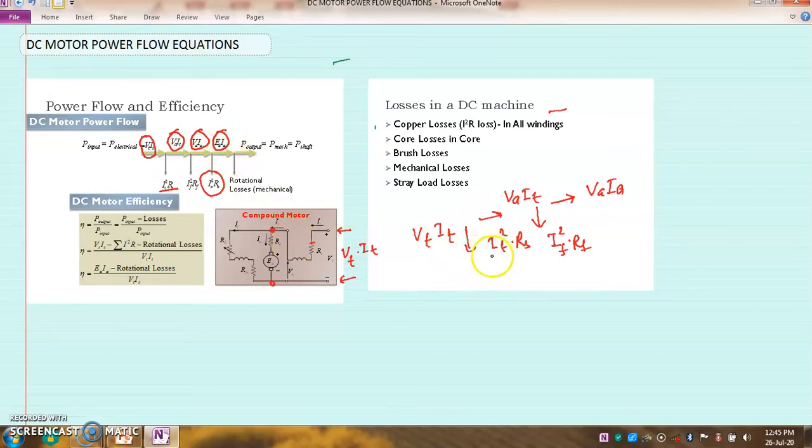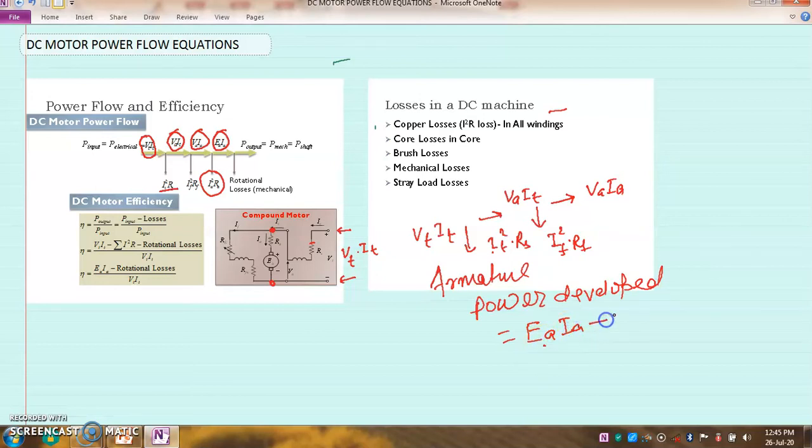The armature power developed will be equal to EA multiplied by IA, where EA is the armature back EMF and IA is the armature current. From this we subtract the windage and friction losses, the rotational losses that happen in ball bearings and the like. Then we finally get the output power.